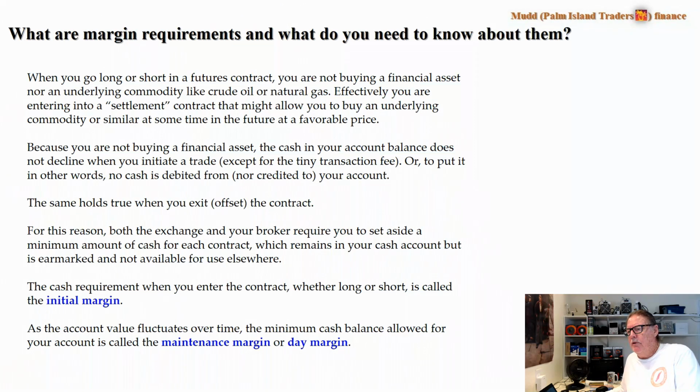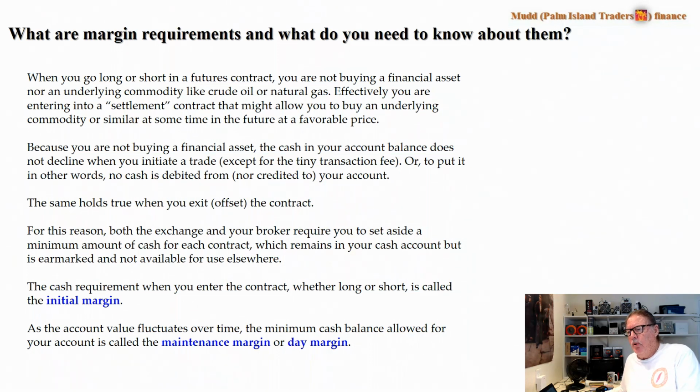You're simply entering into a settlement contract that might allow you to buy an underlying commodity or similar at some time in the future, at a known time in the future, at a favorable price. Because you're not buying a financial asset, the cash in your account balance does not decline when you initiate a trade, except for the tiny transaction fee, like the $1.20 it took to buy the contract. So the balance of the cash does not change.